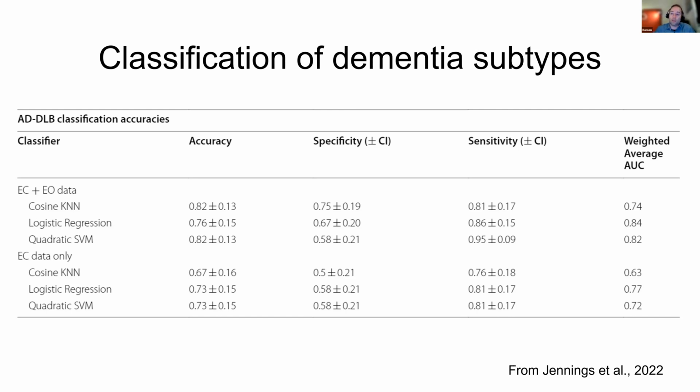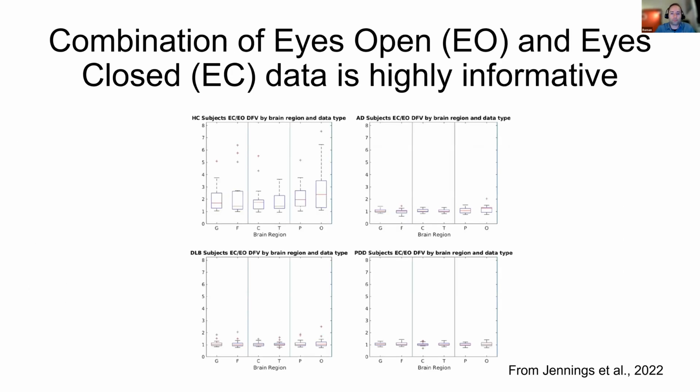And so this goes into the direction of personalized medicine. And here you see this quite visually and also quite strikingly, I would say. Here you can see on the top left plot healthy control subjects, where we plotted the ratio between eyes closed and eyes open signals.